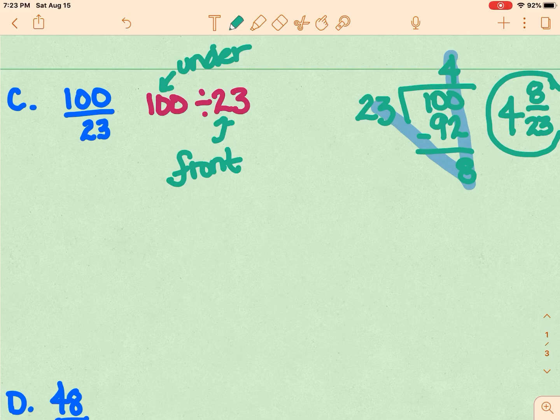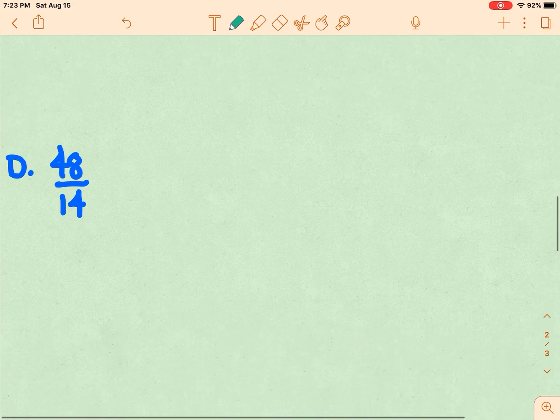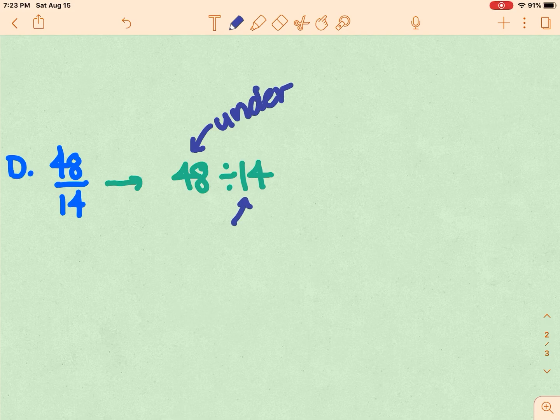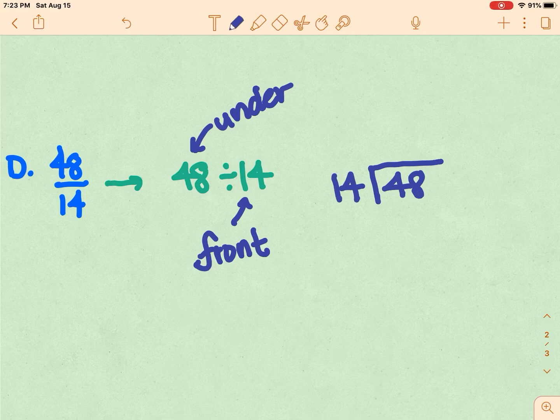Okay, let's take a look at some that are going to require a little bit more of following through with that reducing on the end. So the next one is 48 over 14. So remember, that's 48 divided by 14. So that means this number is going to go under the division bar, and this one's going to go in the front. So there's my division bar, 48, and 14 in the front.